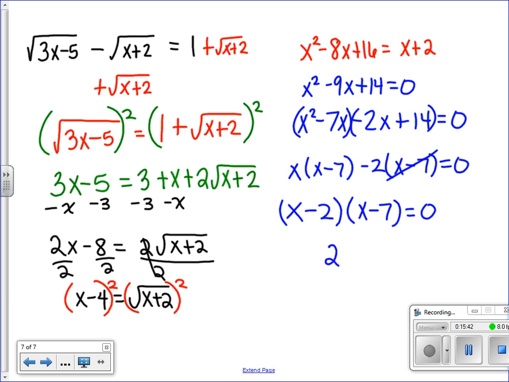That means x could be 2, or it could be 7. Or it could be 2 and 7. It could both work. Sometimes they do. Sometimes. Check it in the original. That's going to be 1 minus 2 equals 1. Is that true? No. Okay, with the 7, that's going to be 4 minus 3 equals 1. Is that true? Yes. So the 7 works.